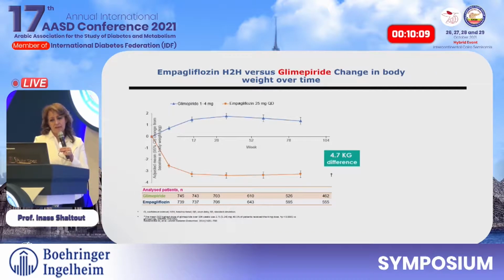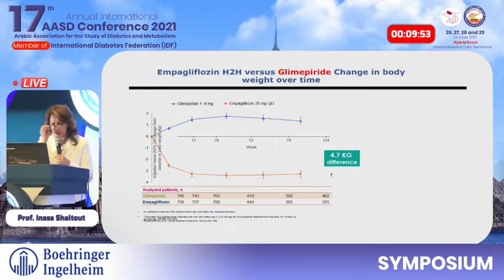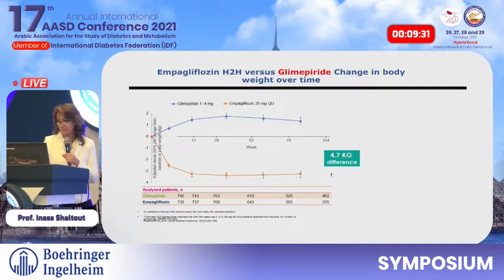And let me come back to this trial again, empagliflozin versus glimepiride. Glimepiride is a wonderful sulfonylurea, but it causes an increase in weight like all sulfonylureas. And here in this trial, there was increased weight with glimepiride, about 1.7 kilograms, but empagliflozin was accompanied with reduction of weight. So the comparison is 4.7 kilograms less in the group receiving empagliflozin versus those receiving glimepiride.